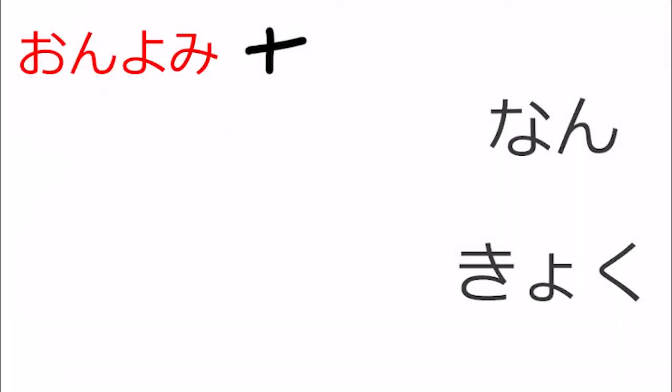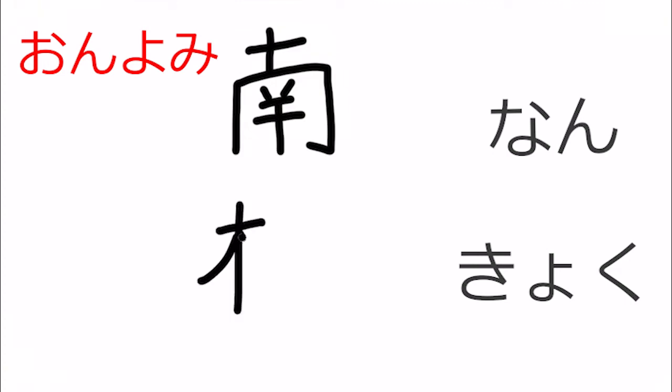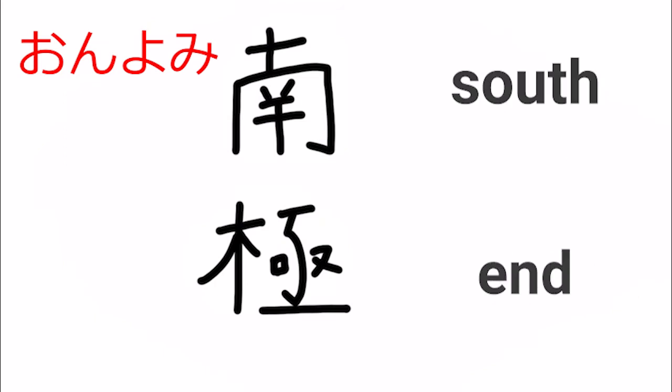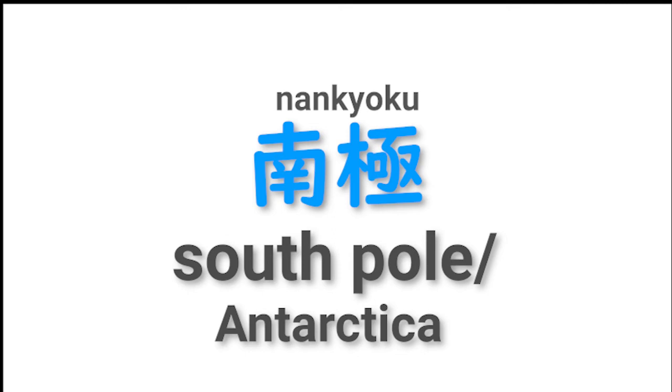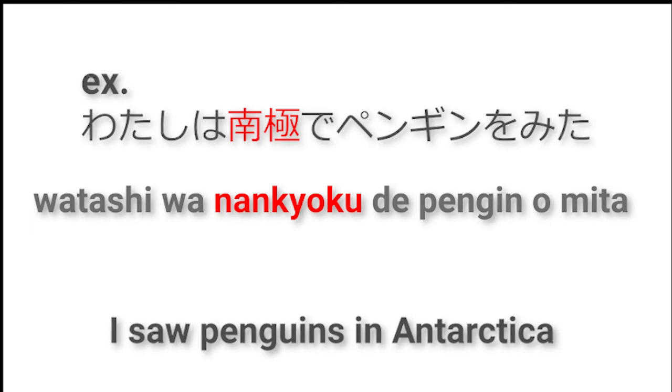Onyomi example is 南極. 南 means south, 極 means end. So 南極 means South Pole or Antarctica. For example, 私は南極でペンギンを見た。I saw penguins in Antarctica.